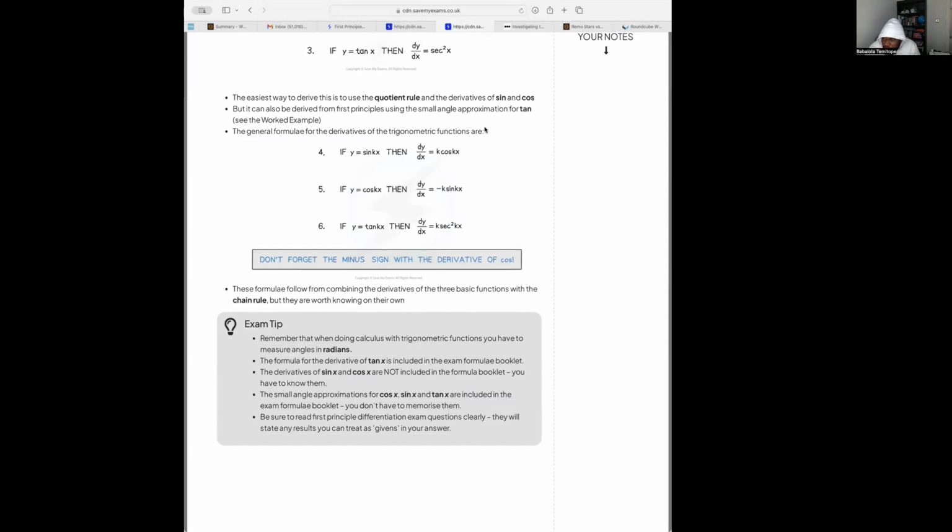Let's get on to how to differentiate trigonometric functions. If y equals sine kx, that means dy/dx is going to be equal to k cos kx. So let's take one example. If y equals sine 5x, then dy/dx equals 5 cos 5x. That is it.